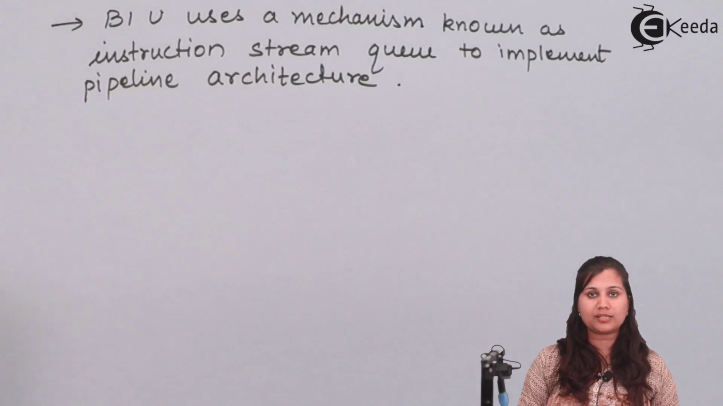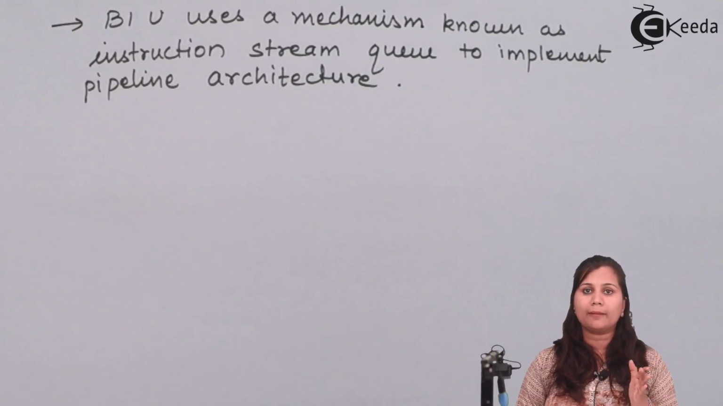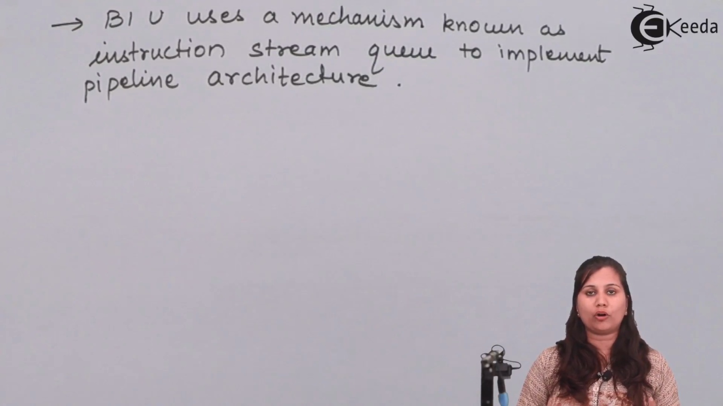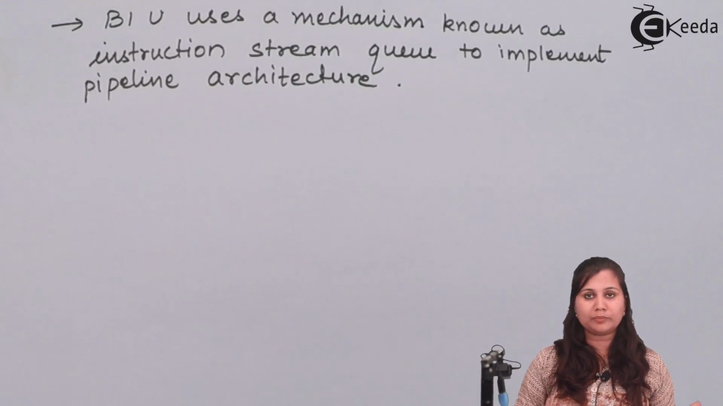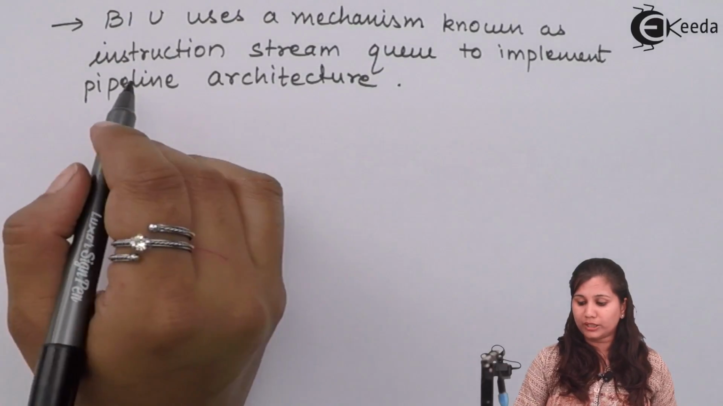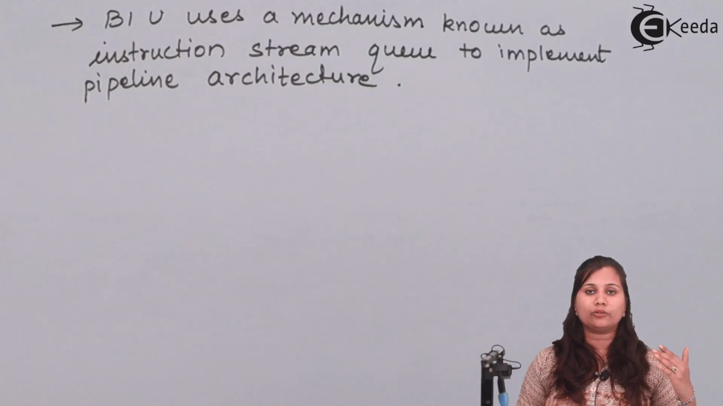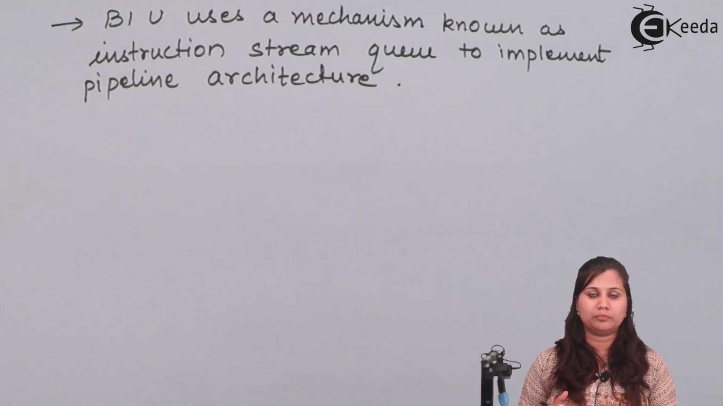In this instruction stream queue, 6 instructions are prefetched, and these 6 instructions will be stored in a memory, and this memory follows the LIFO, that is last in first out. That is, the first element that will be inputted into the memory will be the first to get out of the memory. So these 6 instructions will form a queue, and those instructions will be executed according to their sequence.